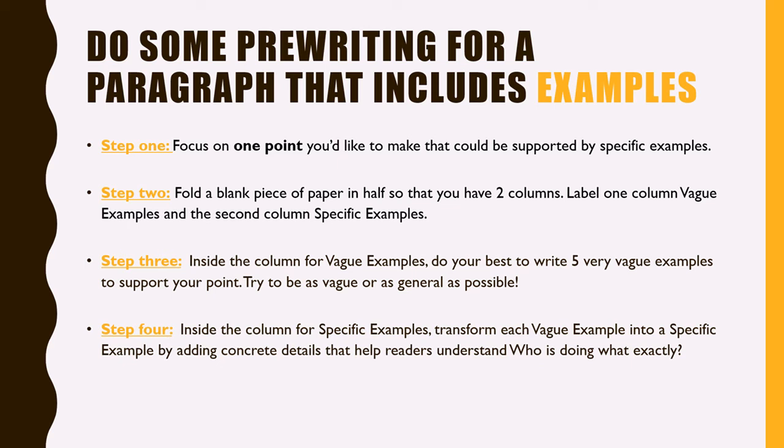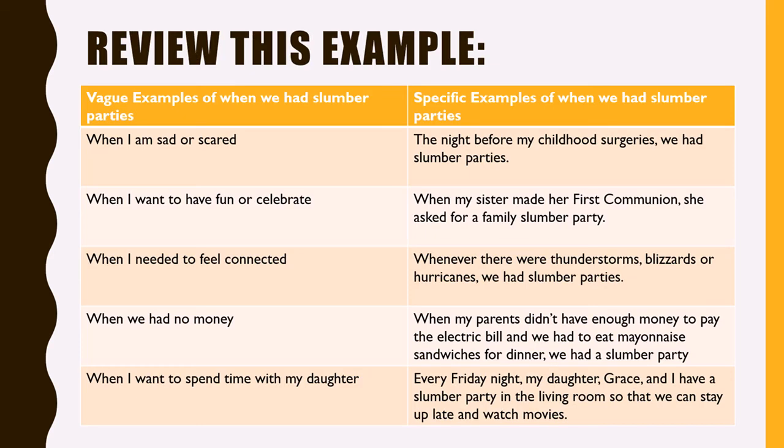So you want to transform them by adding concrete details that help the readers understand who is doing what exactly. So let me show you an example of what I mean. Here's the column that I made for my slumber party paragraph that you read a few moments ago. So on the left-hand side, you see I have my vague examples of when we had slumber parties.